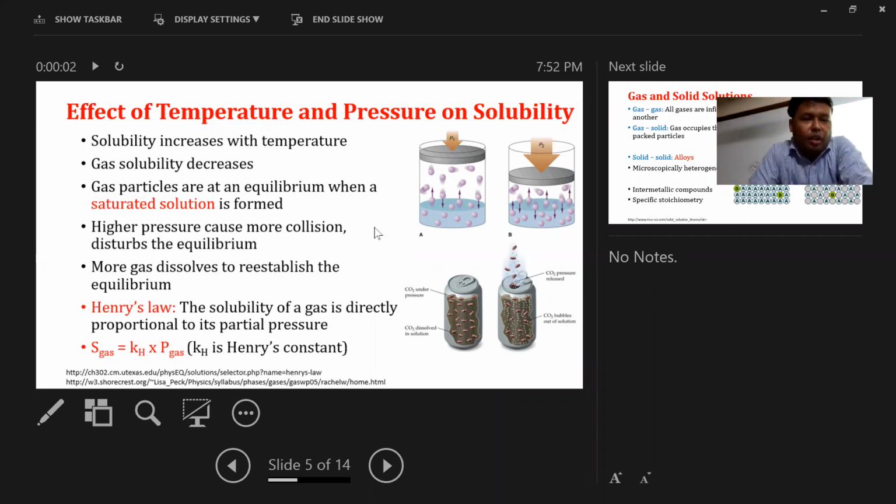Okay. Henry's law: the solubility of a gas is directly proportional to its partial pressure. Are you familiar with the word partial pressure? What is partial pressure? Okay, that's not a big issue. If you do not know, that's fine, because you came here to learn. Nothing to be afraid of, and don't feel shame at all. If you know something, maybe I can skip it and save a few seconds, but if you do not know, then I can explain.